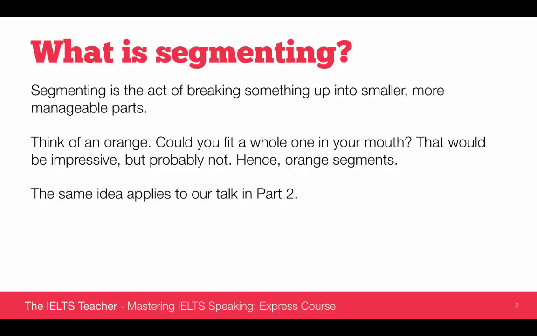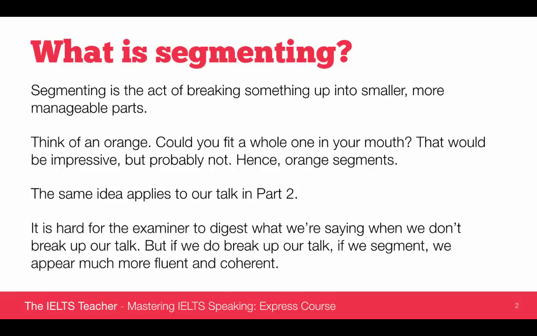The same idea applies to our talk in part 2. It can be hard for the examiner to digest and understand what we're saying if we don't break up our talk into smaller, more manageable parts. But if we do break up our talk, if we segment, we appear much more fluent and coherent, and that's where the score for fluency and coherence comes in. So how do we do this?